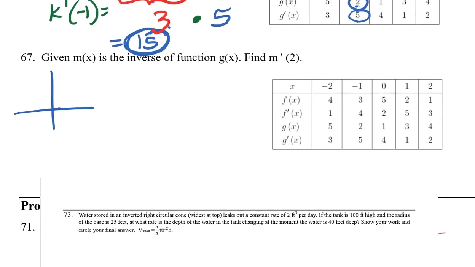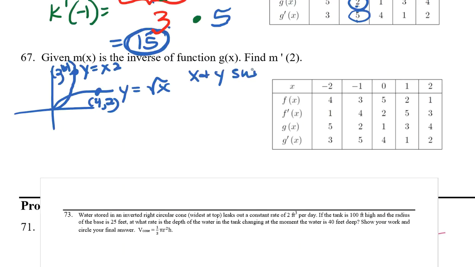Well, remember what we know about inverses. The square root of x had the point (4, 2), and its inverse, x squared, has the point (2, 4). So remember that on inverse functions, the x's and the y's swap. So the rise and the run swap. And that means that all we need to do is take the reciprocal.